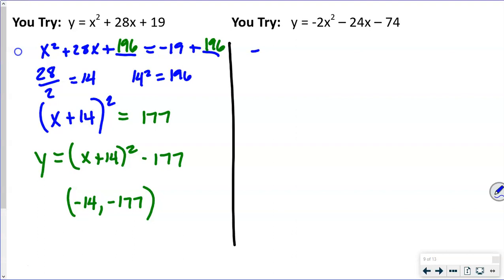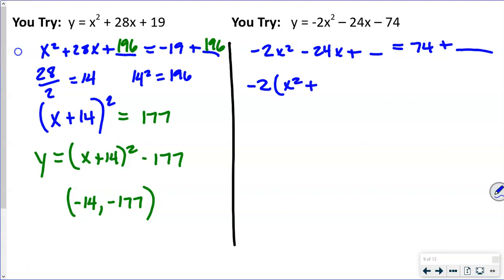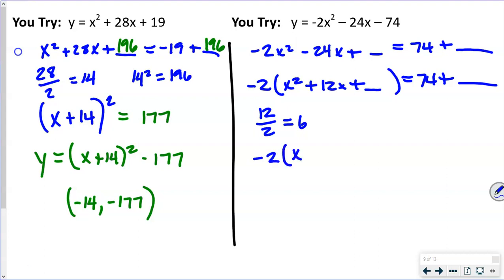So on this one, again, we're going to do negative 2x squared minus 24x plus blank equals what? 74 plus blank, right? Okay, so we're going to factor out that negative 2 again. So negative 2, that's going to be x squared plus 12x plus our blank, okay? And that's going to equal 74 plus our blank again. So here, we're going to take our 12 and divide it by 2. That's going to give us 6. Again, we got our negative 2 out here. So that's going to be x plus 6 squared, right?